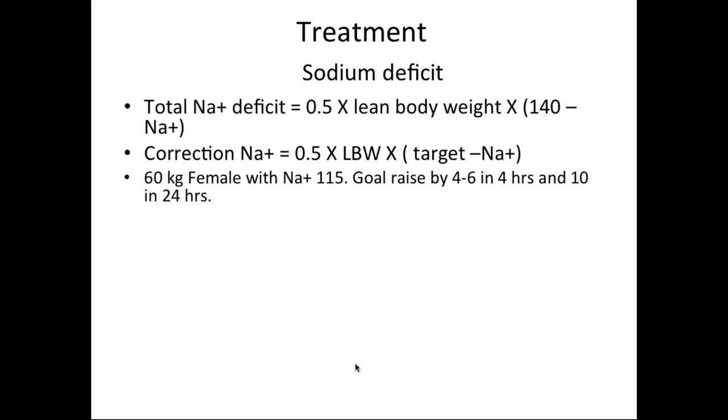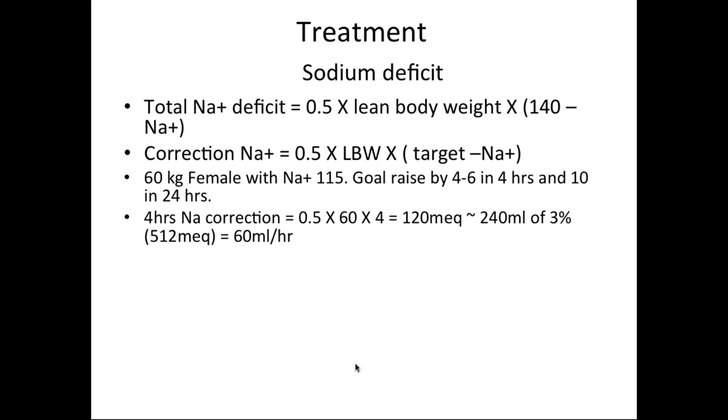And the goal is to raise it by, let's say, 4 in the first 4 hours and then a total of 10 over the full 24 hours. So for the first 4 hours, her weight is 60 kgs, 0.5, that would be 30. 30 into 4, 120 MEQs. So you would need to give 120 MEQs, and with 3% normal saline, which is 512 MEQ, that's approximately 1 MEQ in 2 ml. So 120 MEQs would be in 240 ml. And because you want to give it over 4 hours, it will be 60 ml per hour.